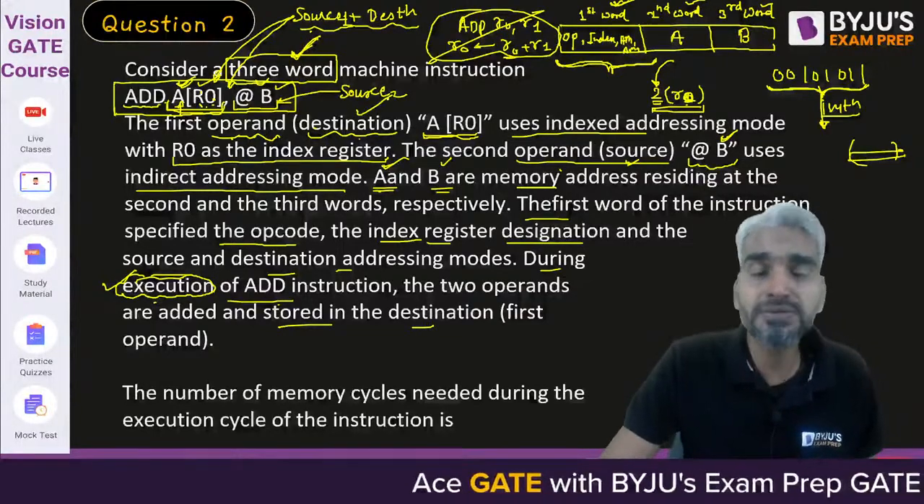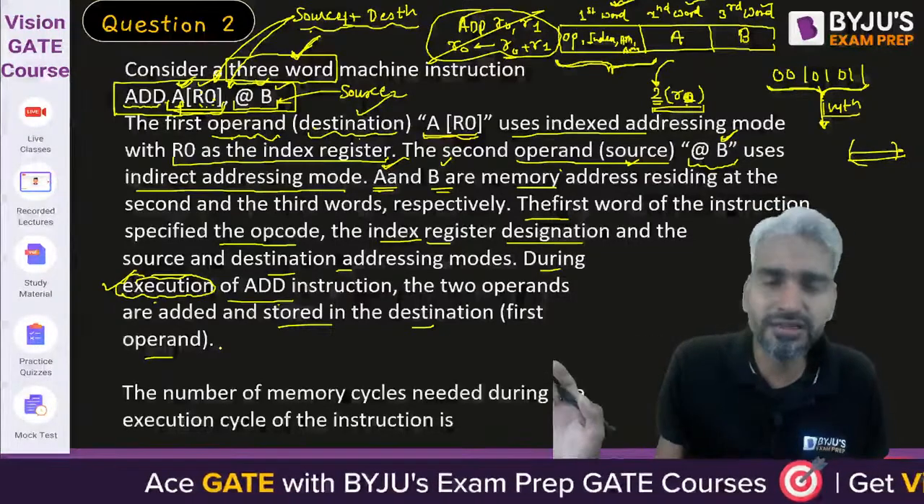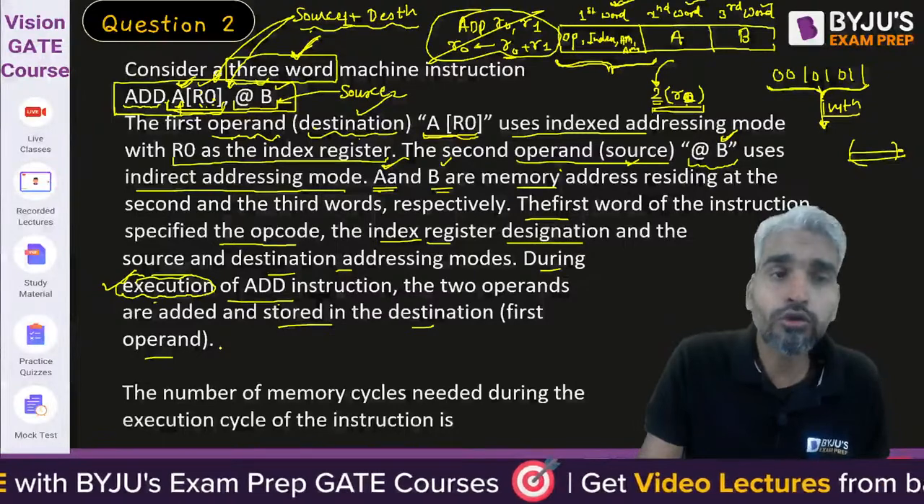The destination is specified by the first operand. Everything is given in the question. You don't need to worry about anything. So what will be the significance?